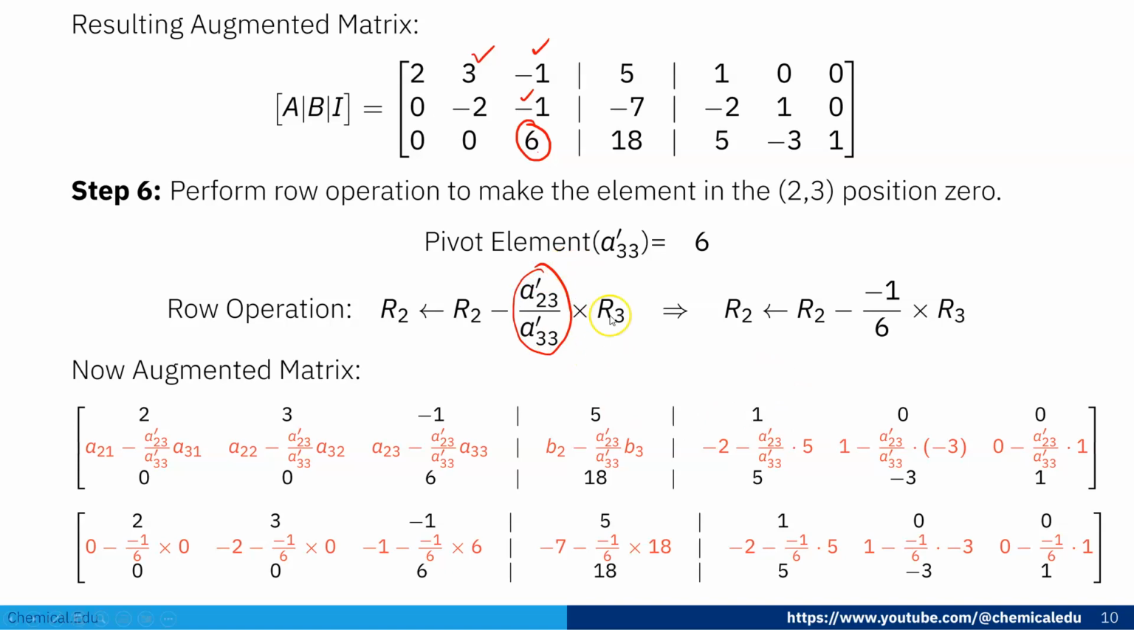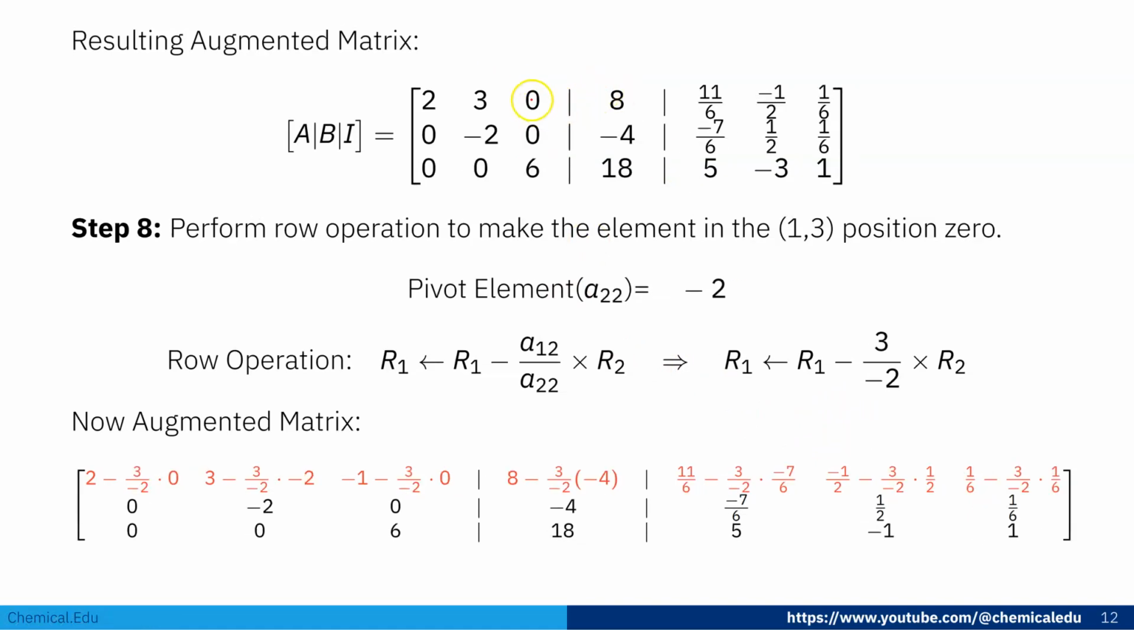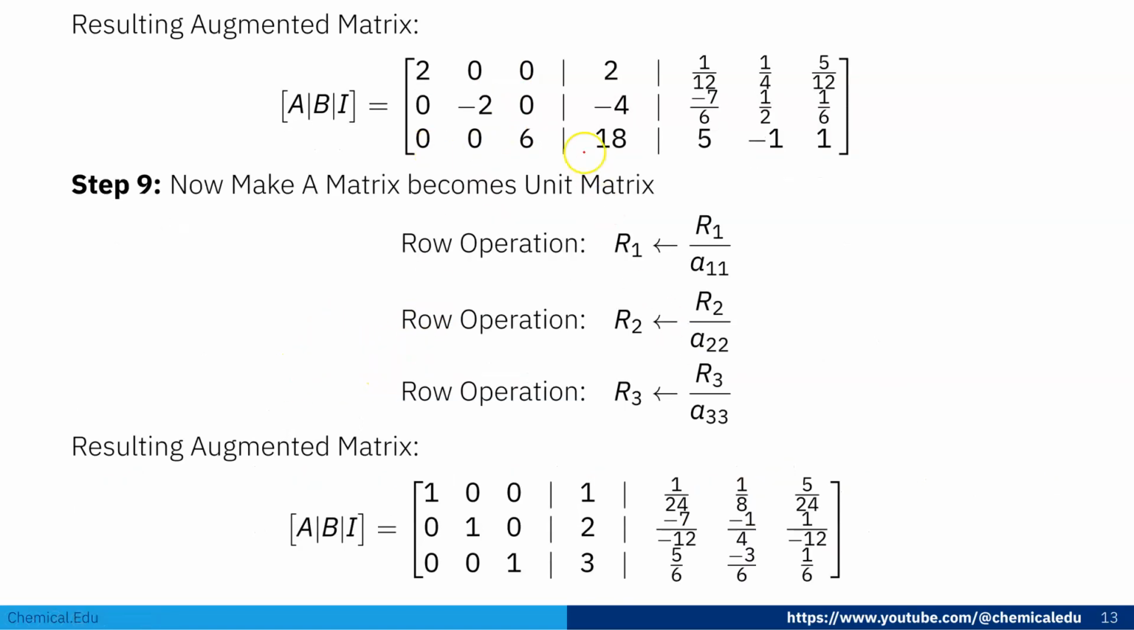Ultimately we will get this element as 0. Next we have to make this element 0 and this element 0. Again we take the pivot element and do the Gauss elimination method, and we get that element as 0. Next, for this element to be 0, this will be your pivot element. Again we do the row operation, and by doing it we get this element as 0.